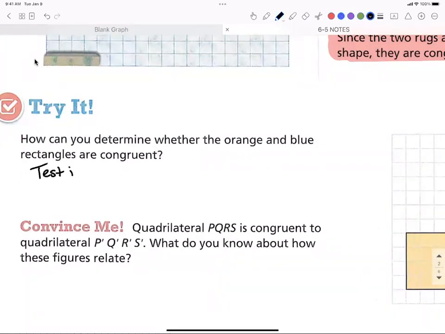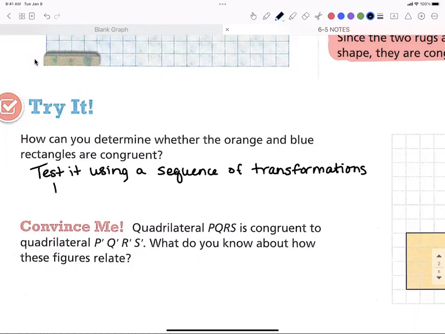Test it using a sequence of transformations to see if the orange and blue are congruent.